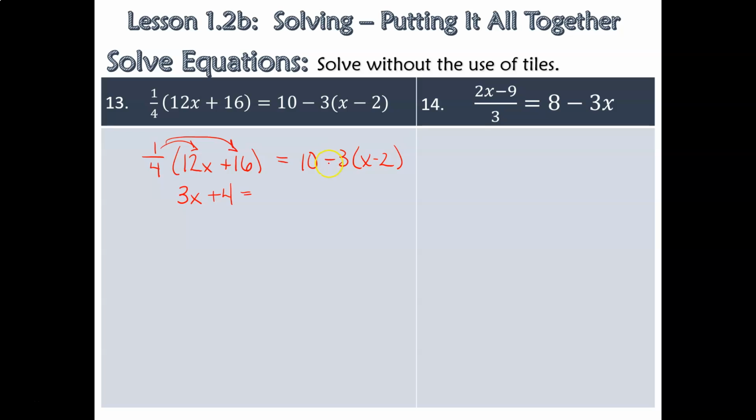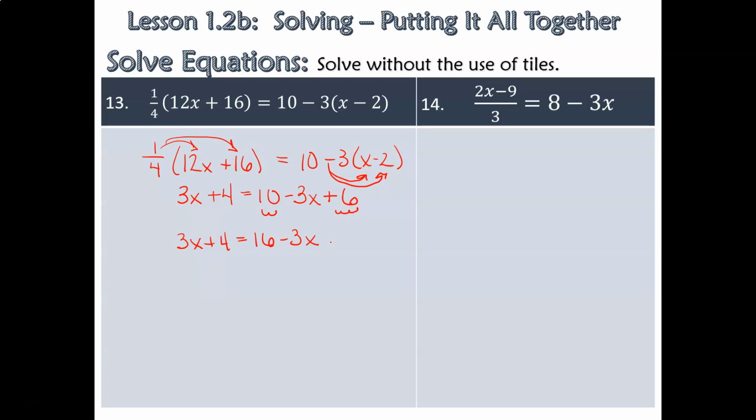Now here we need to distribute that negative 3. Remember the sign has to be distributed too, so that 10 stays. Negative 3 times x is negative 3x. Negative 3 times negative 2 is positive 6. So let's combine those constants there. 10 and 6 together is 16 minus 3x.